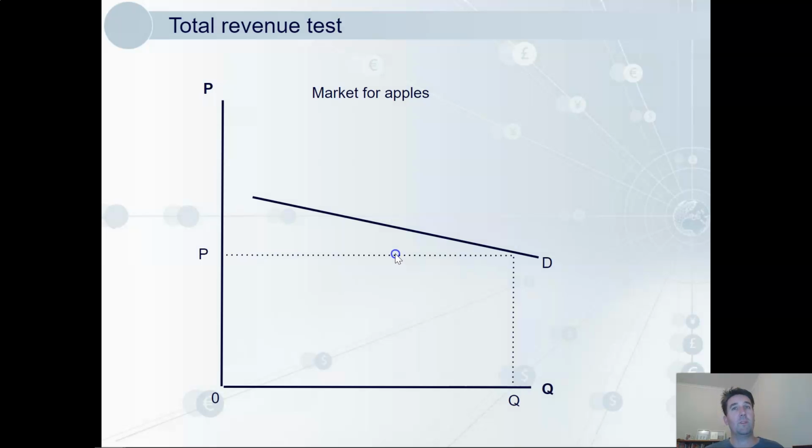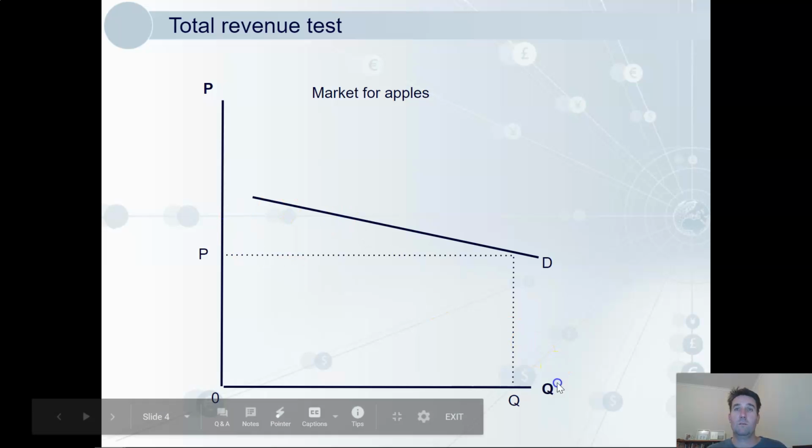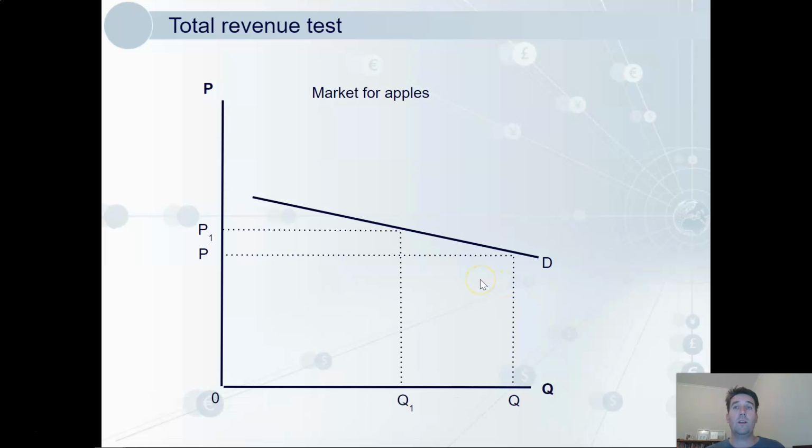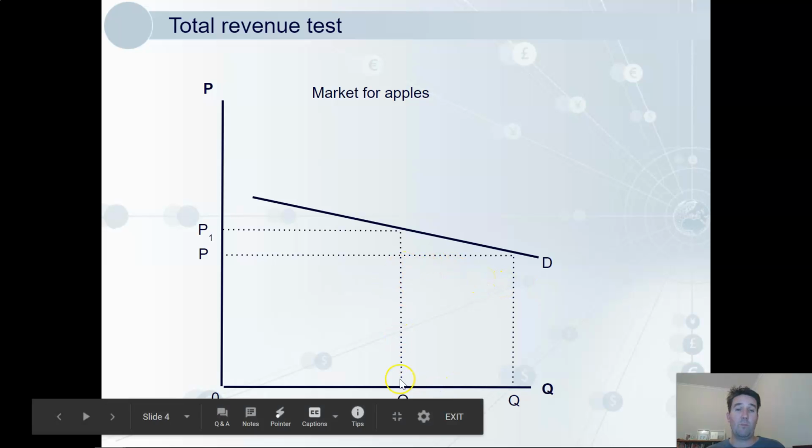By knowing the shape of the inelastic and elastic demand curves, we can analyze the effects on total revenue. Total revenue is the quantity sold, so quantity, multiplied by the price each is sold at, P. Therefore, it can be shown by this large rectangle here. Let's see what happens now when price rises to P1. When the price rises, fewer apples get bought, reducing quantity to Q1.